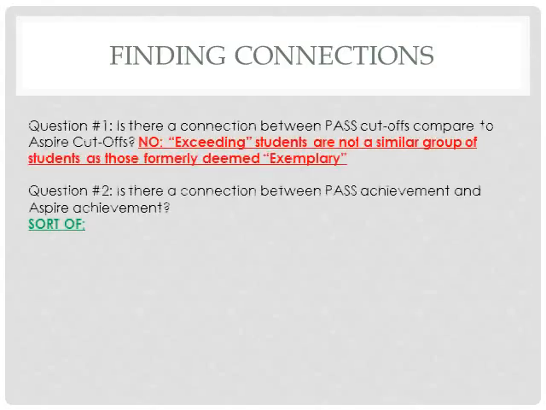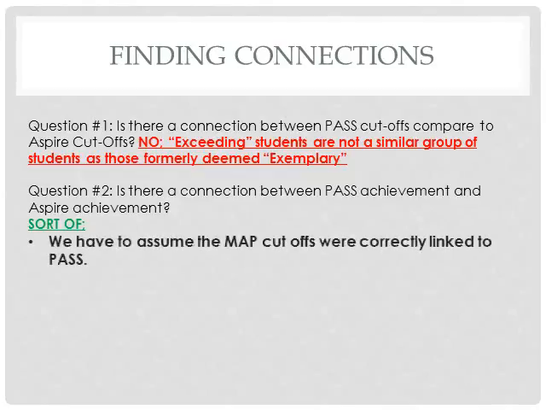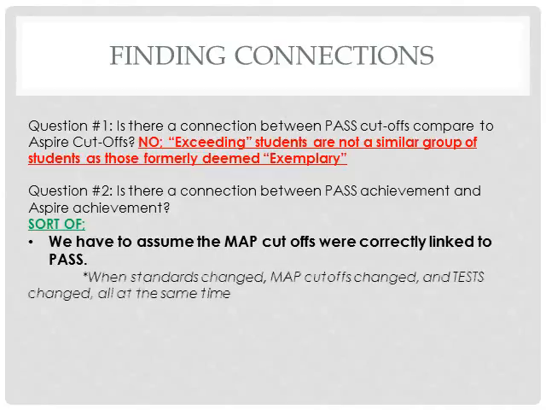So to answer the second question, is there a connection between PASS achievement and Aspire achievement? The answer is sort of. First, we have to assume that the MAP percentile range cutoffs were correctly linked to PASS. Now, the problem with doing this is that when standards changed last year, MAP percentile cutoffs changed for the different achievement levels, and tests changed all at the same time.